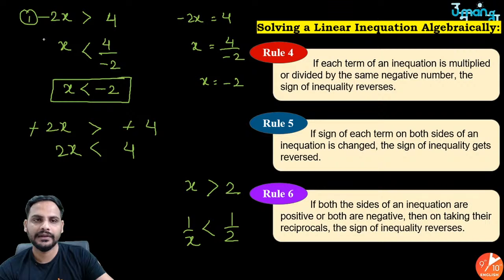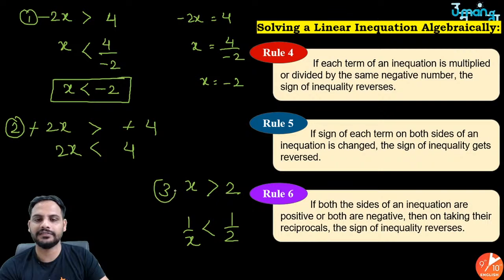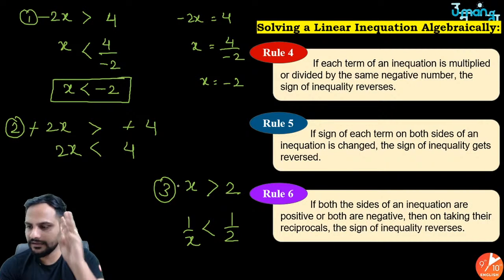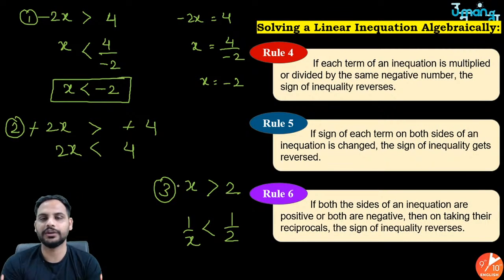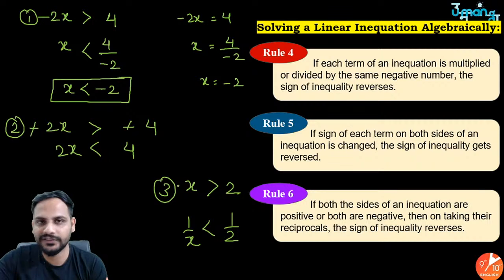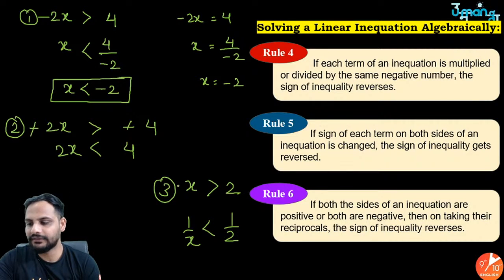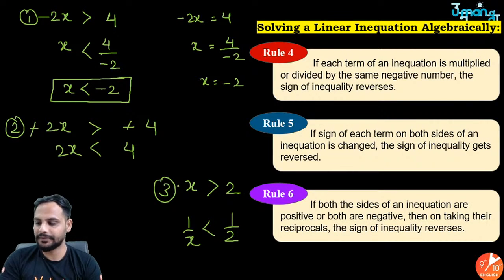Case 1, multiplication or division by a negative number. Case 2, when negative to negative gets cancelled. Case 3, when reciprocal. These three cases, remember. If you do not forget these three cases, I am telling you, no question of inequation will go wrong for you. You will never face any difficulty. As simple as this. Got it?